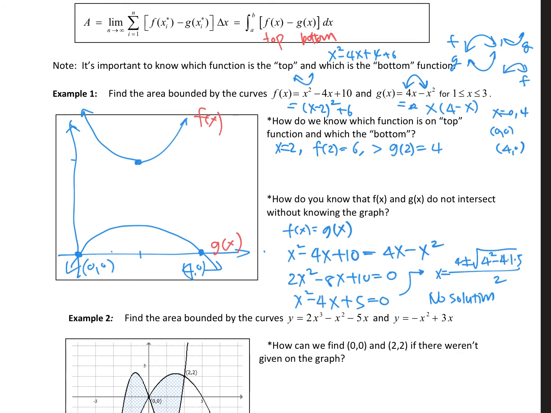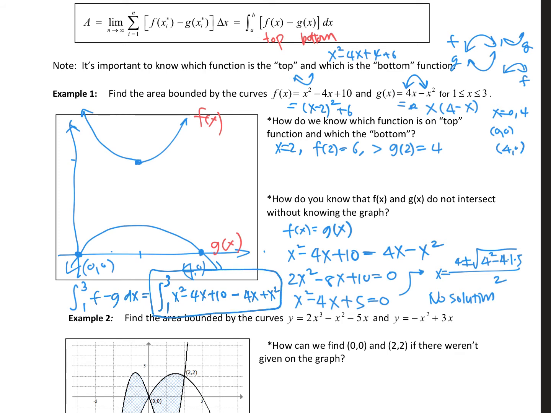So all right, fine. So how do I actually answer the question? I'm going to set up the integral like this. I go from 1 to 3, since they say between 1 and 3. And then basically it's f minus g dx. So from 1 to 3, x squared minus 4x plus 10 minus 4x minus negative x squared, so plus x squared, dx. So that's my setup.